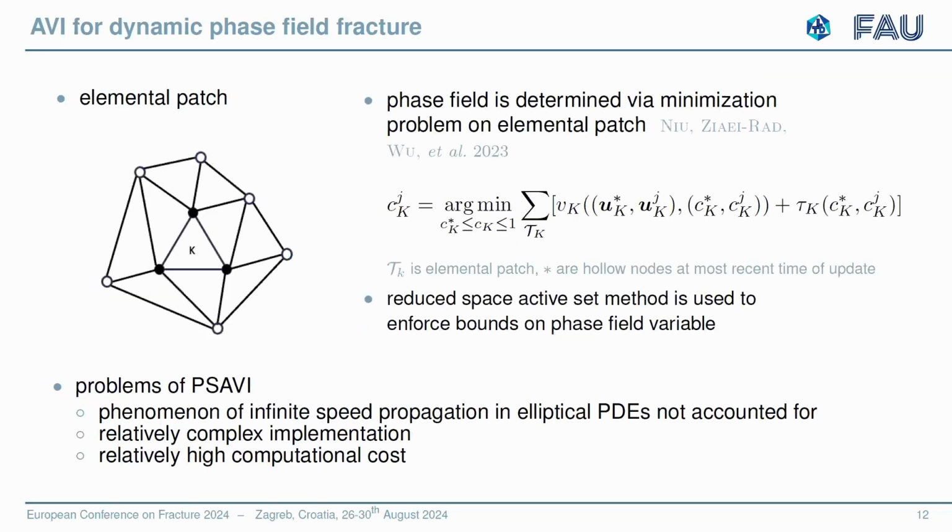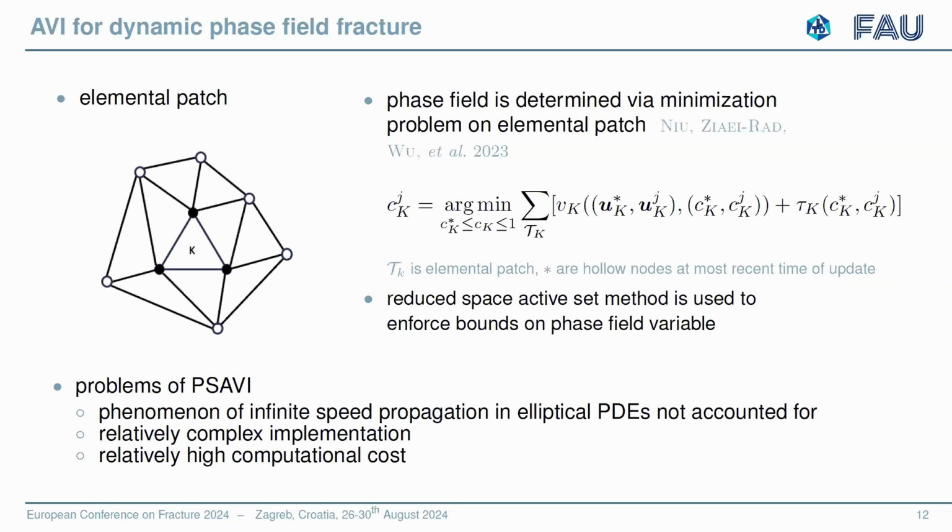The patch is a collection of all the elements which share the node with the current active element. So we form a minimization problem on this elemental patch by taking the hollow nodes as constant values and the filled nodes as unknown values. And then we solve the minimization problem on this patch to get the phase field value of the current active element. So what happens is it solves the problem for the dispersed crack patterns or diffuse crack patterns.